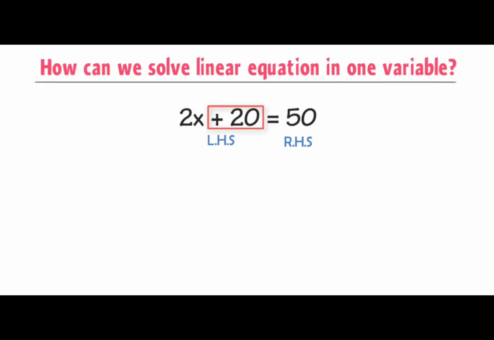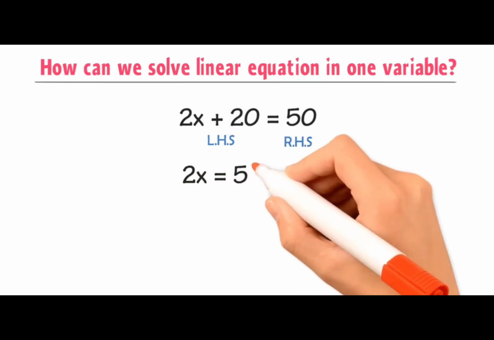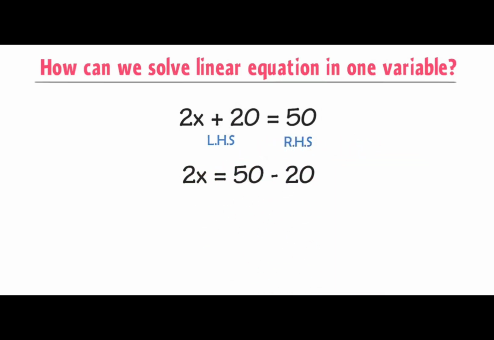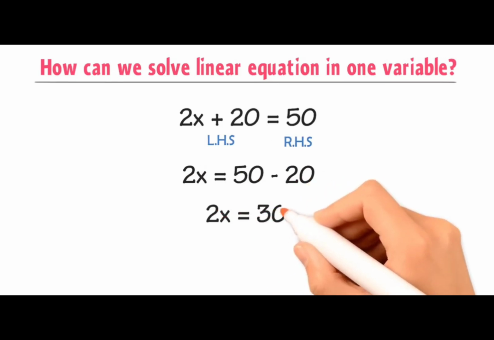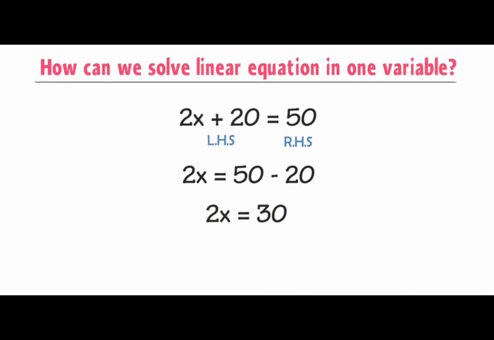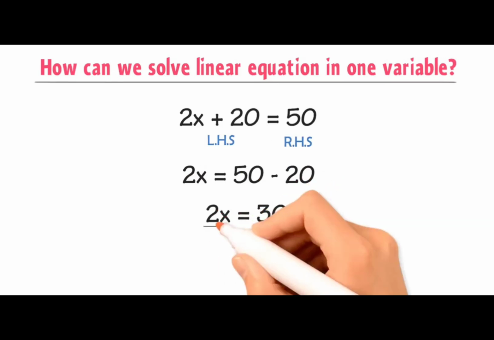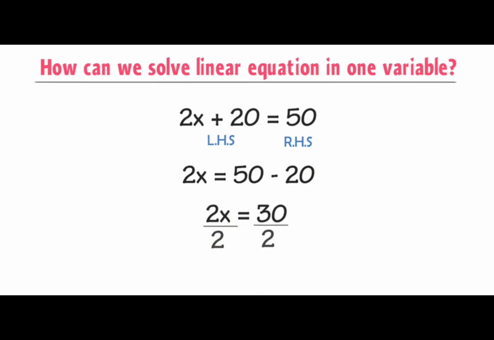Now shifting plus 20 from the left hand side to the right hand side. As a result, the positive sign of 20 will be changed into a negative sign. Hence, 2x equals 50 minus 20. So 2x equals 30. Now, dividing both sides by 2, 2x divided by 2 equals 30 divided by 2. As a result, we get x equals 15.